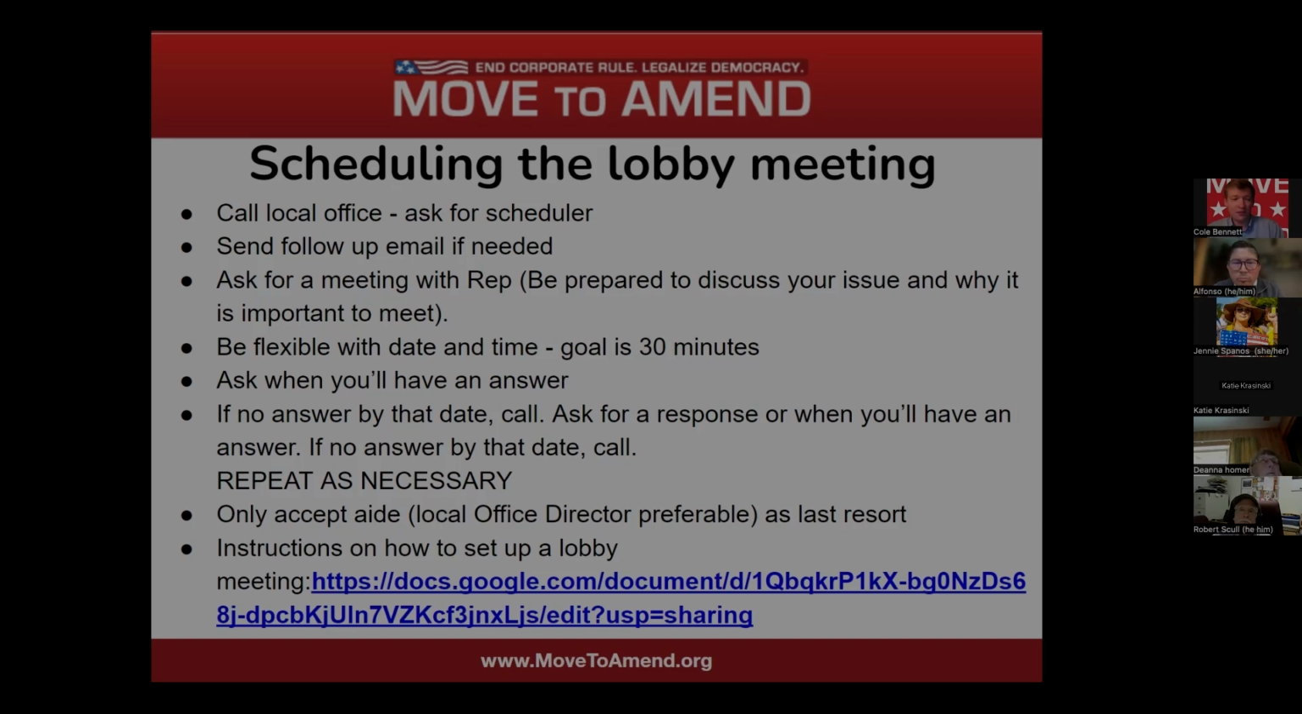sometimes these things get lost in translation, and ours is a cause that does resonate with people, and you never know what might sway somebody one way or the other. So be flexible with them. You want to schedule about a 30-minute meeting with them, and you want to be respectful of their time because they are busy, even though they do work for us. But again, if you don't hear back, try again, and be persistent, because this is really important.